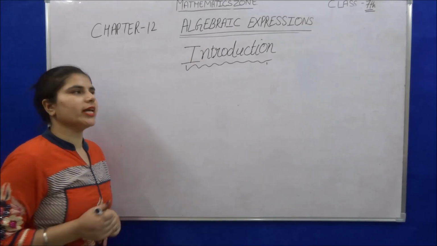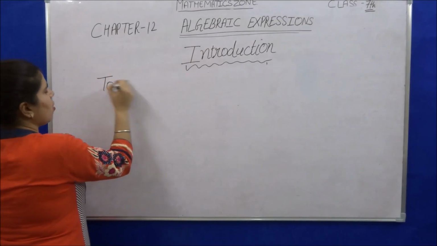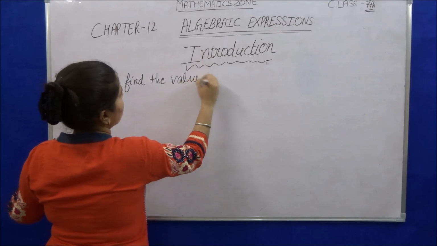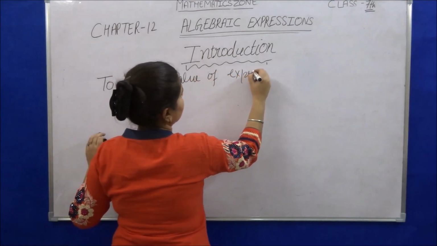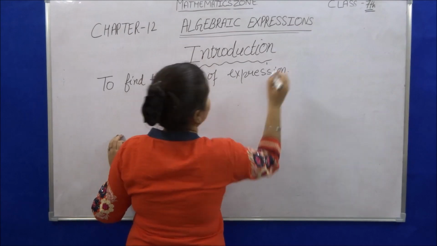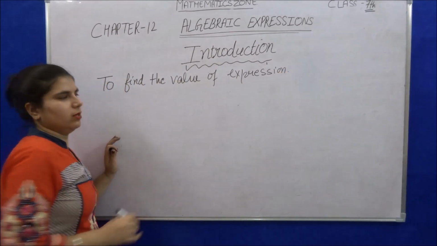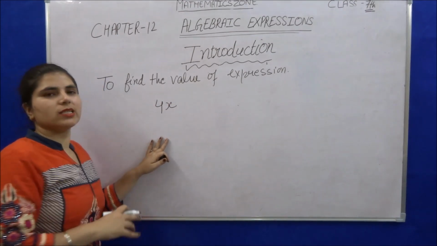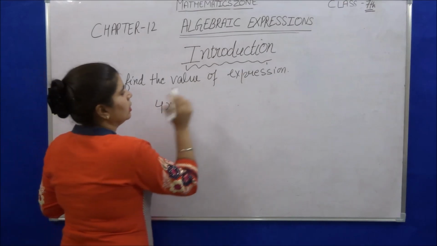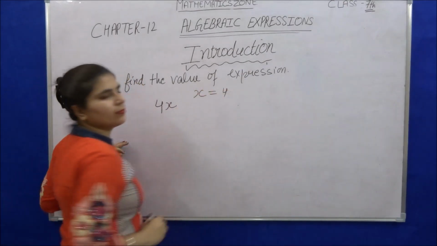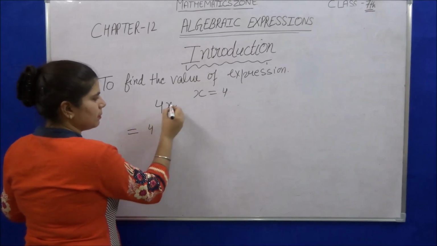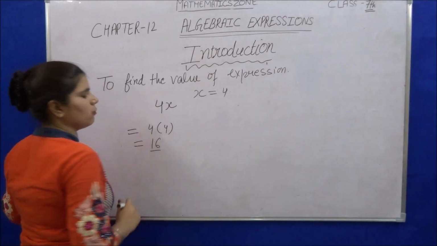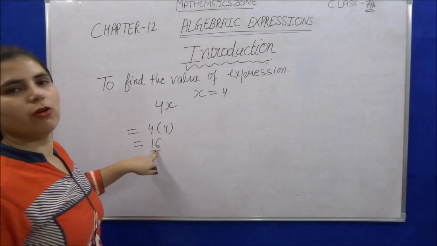That's all. Now next is how to find the value of an expression. If we are given the value of any variable, for example, let us consider 4x. This is our expression, a monomial. So here the value of x is 4. Then the value of the expression will be found by simply putting the value of x in this expression. So 4 into 4 will be 16. So this is the value of our expression.